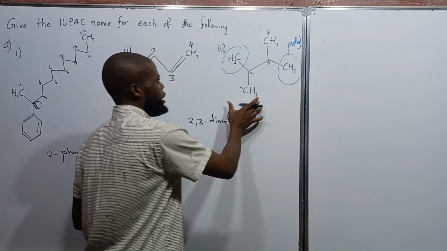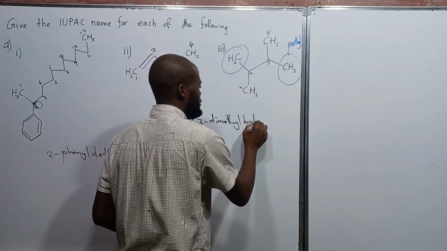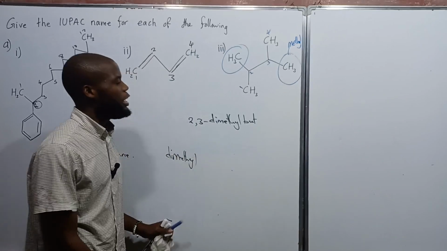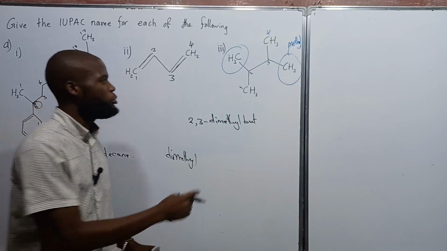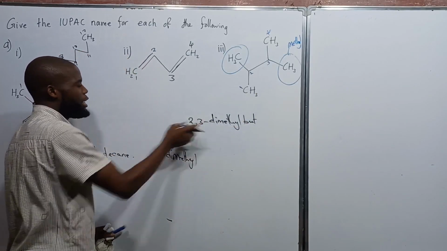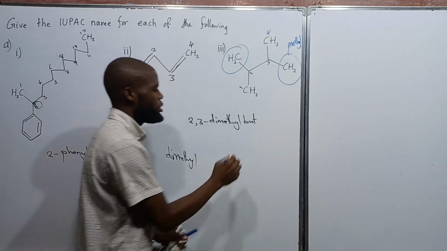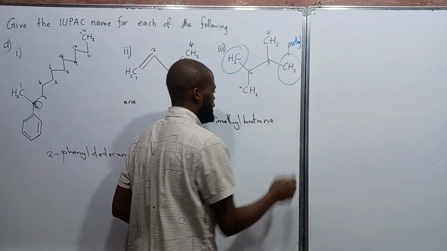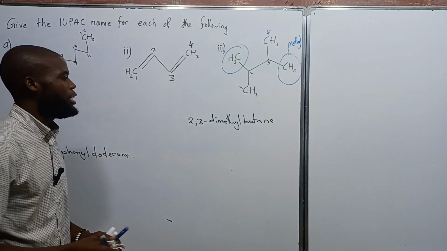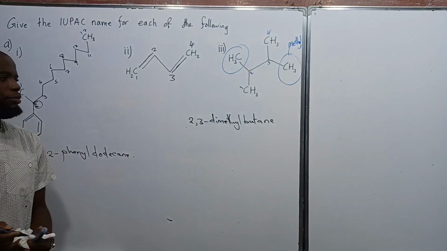And then the parent chain, we've identified, has 4 carbons. So this becomes but for the number of carbons. And for the presence of any double or triple bonds, since we do not have any double or triple bonds, the suffix for the parent name is going to end in a-n-e, just to indicate it belongs to a homologous series of alkanes. So now there you have it. That becomes the name for this particular compound, 2,3-dimethylbutane.